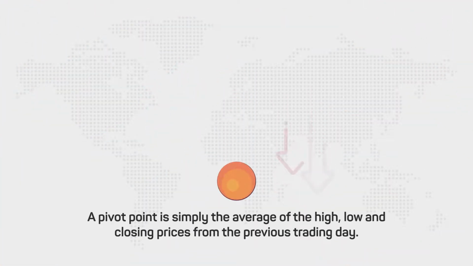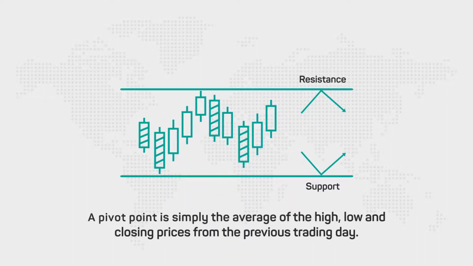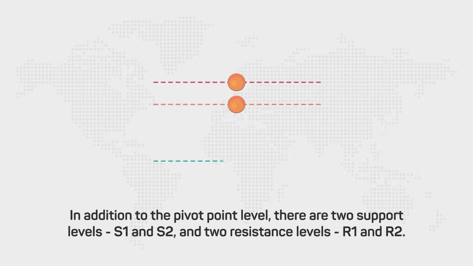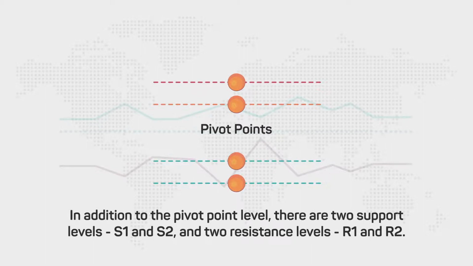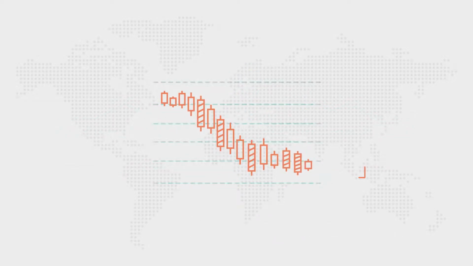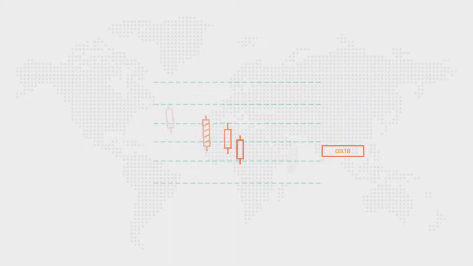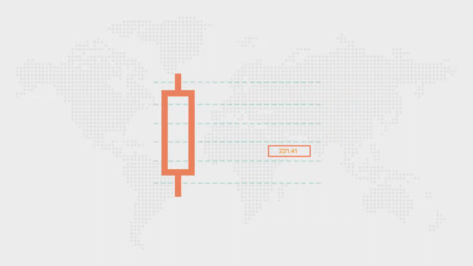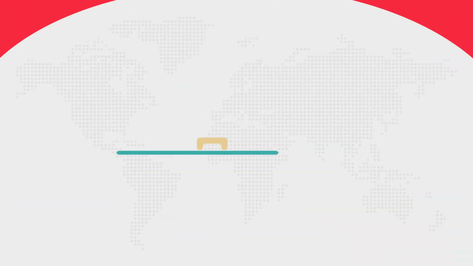By itself, a pivot point is simply the average of the high, low, and closing prices from the previous trading day. This is how the current period's support and resistance levels are calculated. These levels consist of a pivot point level, two support levels, S1 and S2, and two resistance levels, R1 and R2. Most trading platforms automatically calculate the levels for you, so you don't have to do the formulas yourself. However, understanding how they are calculated can be useful.